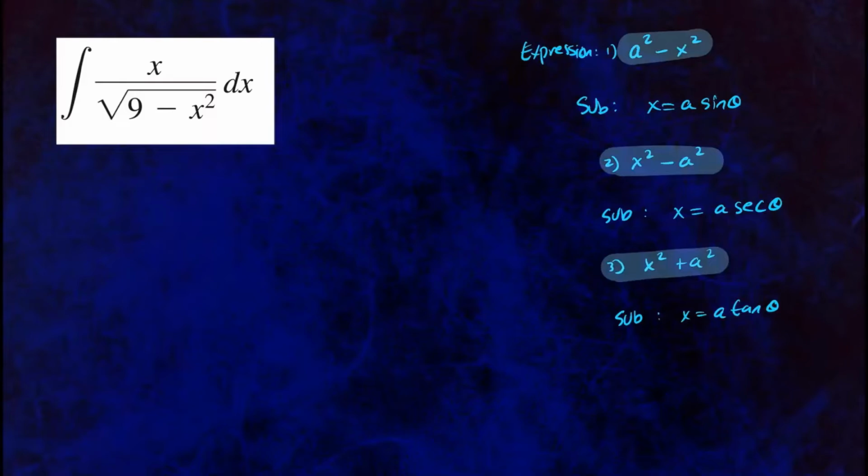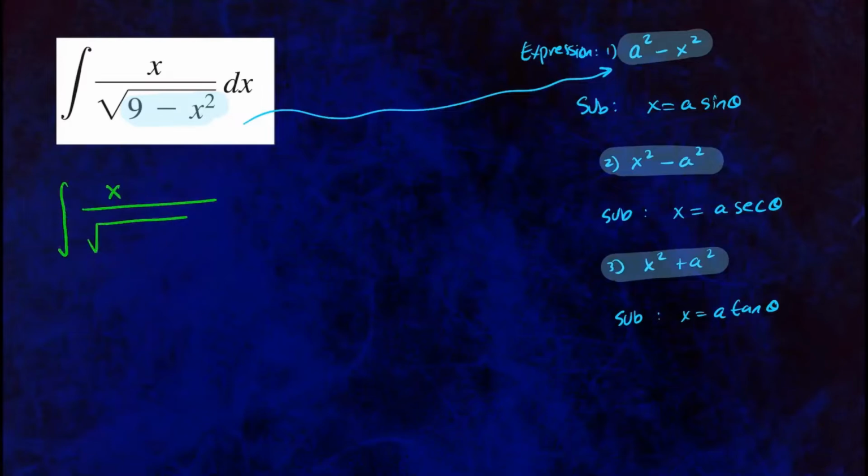Now, for this particular problem, I see that I have a square root and I have this expression, which matches one of the expressions we wrote down on the right side. It looks like that form. So let's go ahead and rewrite it so that it looks exactly like a squared minus x squared. So we have the integral of x over the square root of 9, which can be written as 3 squared, minus x squared dx. So now I see that this is my a, that's my x.